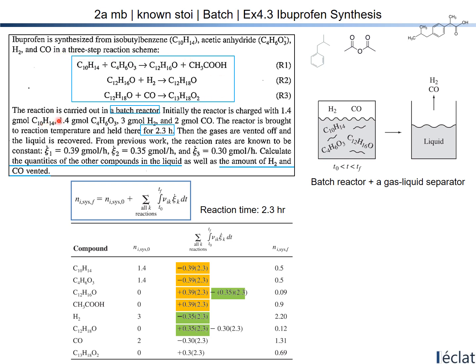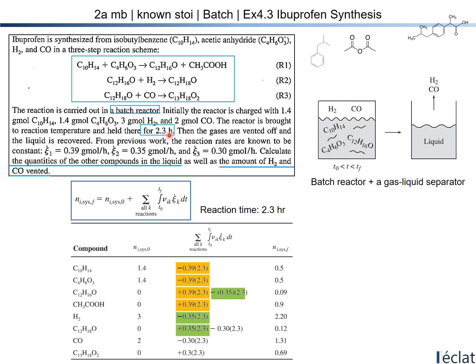This reaction is carried out in a batch reactor. Initially the reactor is charged with 1.4 gram mole C10H14, 1.4 gram mole of the other reactant, 3 gram mole H2, and 2 gram mole carbon monoxide. The reactor is brought to reaction temperature and held there for 2.3 hours. So we are using a batch reactor and the reaction time is 2.3 hours.